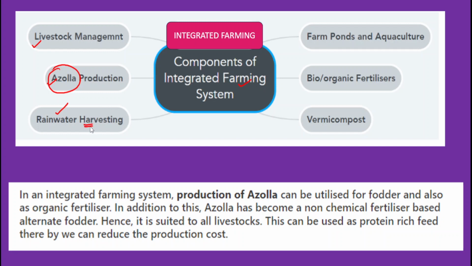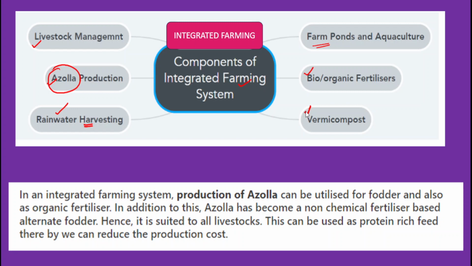Then we talk about rainwater harvesting and farm ponds, and those farm ponds can be used as sources of aquaculture, and bioorganic fertilizers will be used in place of chemical fertilizers through organic manure and vermicompost. So these are all the components of the integrated farming system.